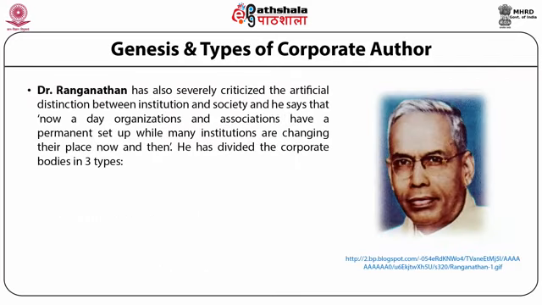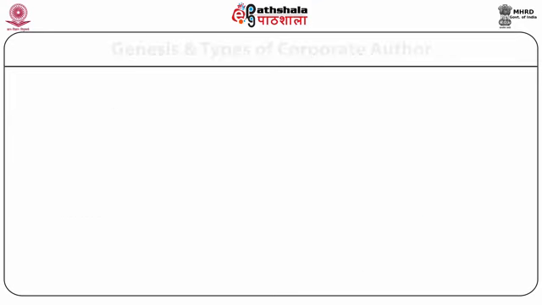Dr. Ranganathan has also severely criticized the artificial distinction between institution and society, and he says that nowadays organizations and associations have a permanent setup while many institutions are changing their places now and then. He has divided the corporate authorship into 3 types. First is government, second is institution, third is conference.